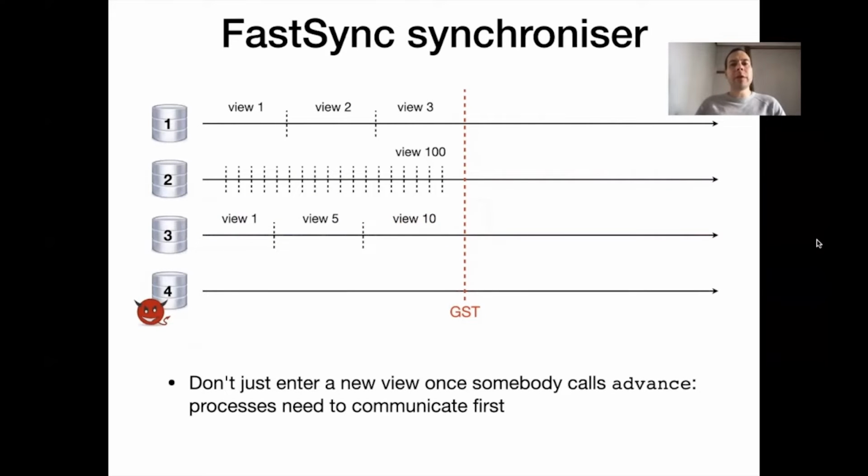So let me present our FastSync synchronizer. And the key challenge the synchronizer has to deal with is that we have to consider these kinds of situations where processes are completely out of sync, and furthermore, faulty processes may try to disrupt the process of view synchronization. And for this reason, the synchronizer can't just enter a new view once somebody calls advance. Before entering a view, processes will have to communicate.